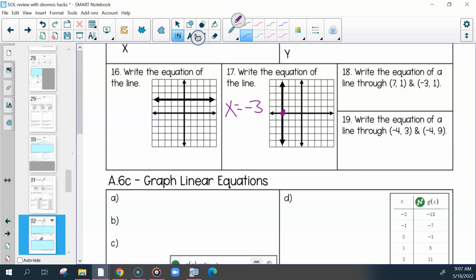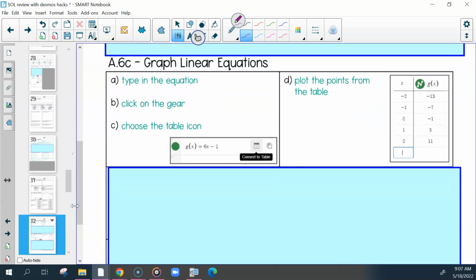Okay, for this bottom part, for graphing linear equations, type in the equation, click on the gear, choose the table icon. So all of this is not necessary, but if it said to graph some equation and maybe you wanted to make sure all of the points that you graphed were the correct points, this would be a way to check yourself. Then plot the points from the table. Or if your brain blanked and you're like, how do I start graphing a line? You could do it that way.